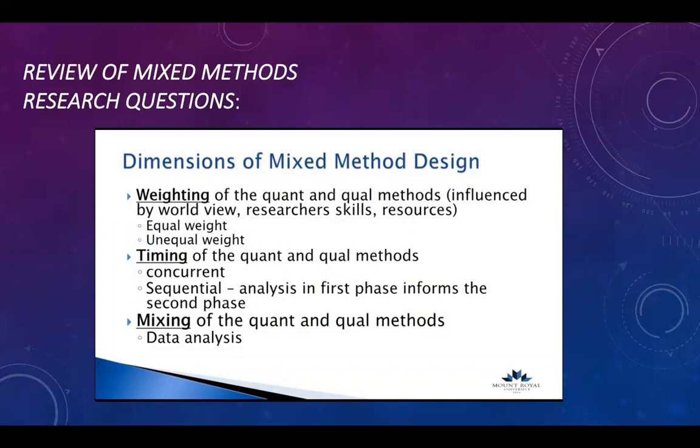Are they going to run concurrently, where we're collecting data in both paradigms simultaneously? Or is it going to be sequential, where we might collect the quant first, and then that analysis might inform the second phase, which is the qual phase? And the third dimension to consider is the mixing of the quant and qual methods in relation to data analysis. This is probably the greatest challenge in mixed method research, and we're going to talk about that coming up.